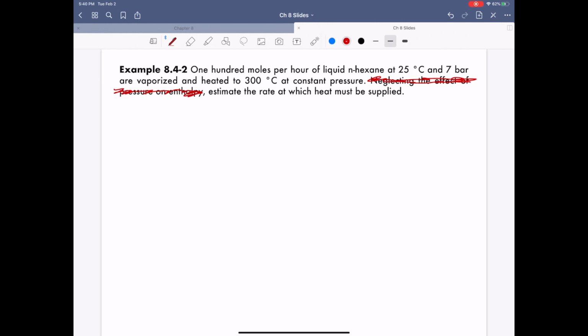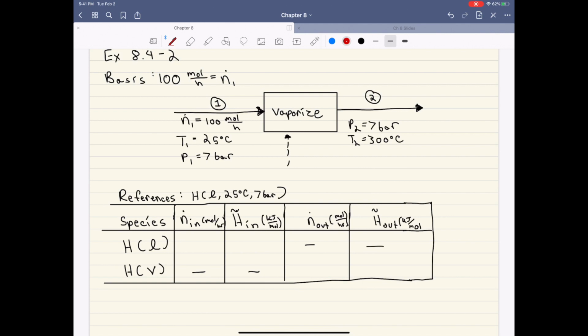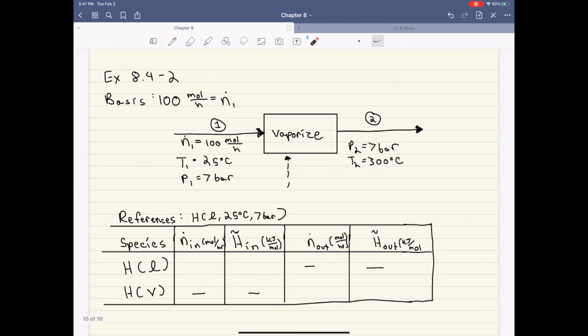Based on the information in this problem statement, we could draw a process flow diagram that looks like this, where a basis for the process is 100 moles per hour. The inlet to our process has a feed of 100 moles per hour of n-hexane at a temperature of 25 degrees C and a pressure of 7 bar. The outlet is also at 7 bar because the process is being heated at constant pressure, and it's being heated to a temperature of 300 degrees C.